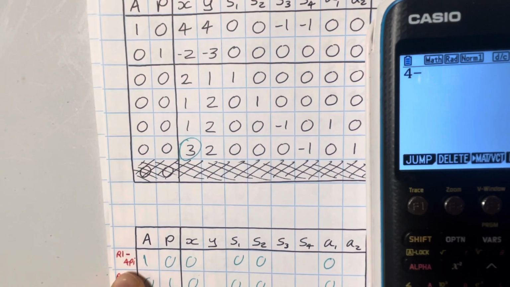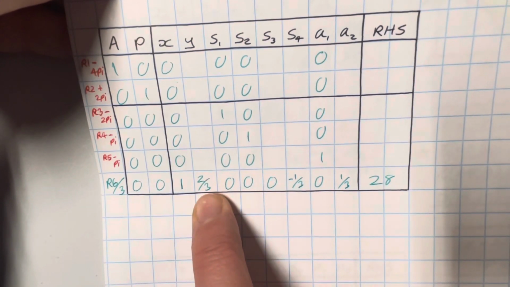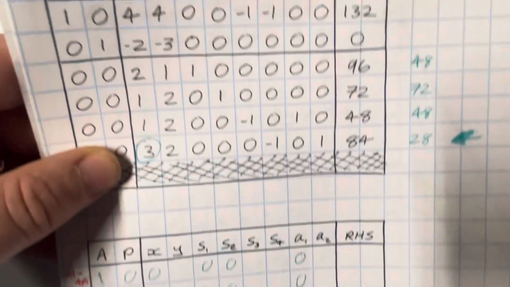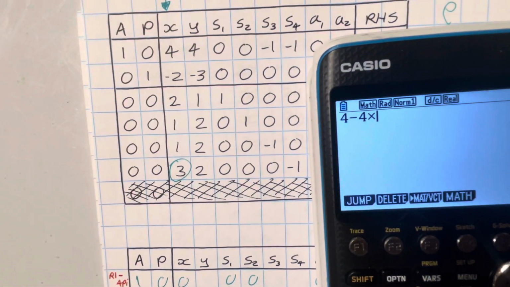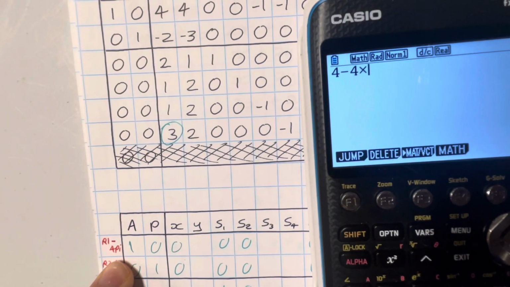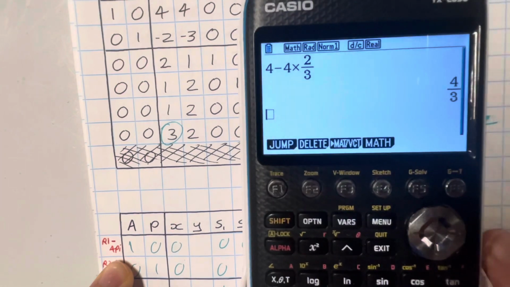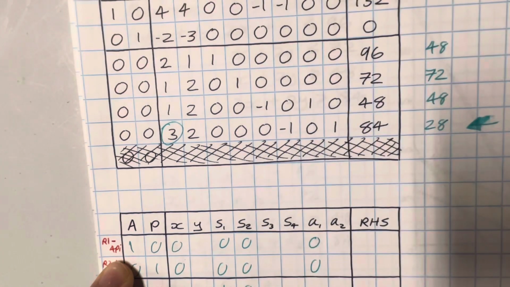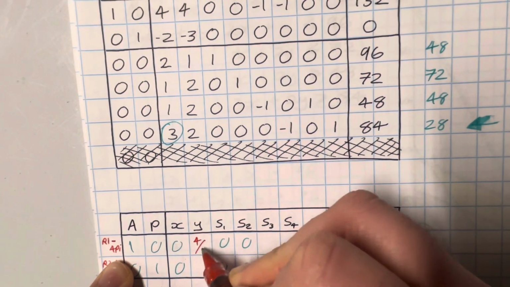So that's minus 4 times the pivot. Now the pivot element in that column is 2/3. So that's the number I'm going to be subtracting as my pivot value there, so times 2/3. And that gives me an answer of 4/3. So that is the number that goes in that box there.